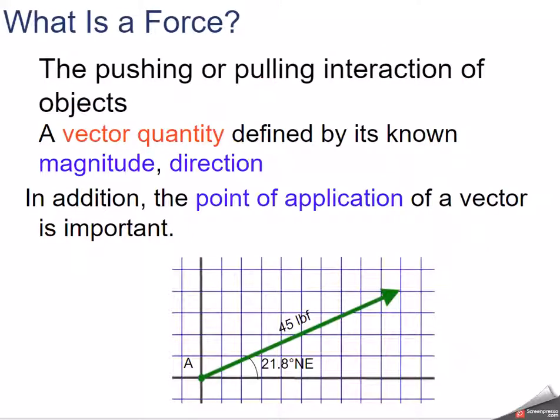So we're going to start looking at vectors, or pretty much like the hypotenuse of a right triangle. So we've got 45 pounds of force being pulled up and to the right at 21.8 degrees to the northeast direction. So the magnitude is the length of it, and the direction is 21.8 degrees north of east.